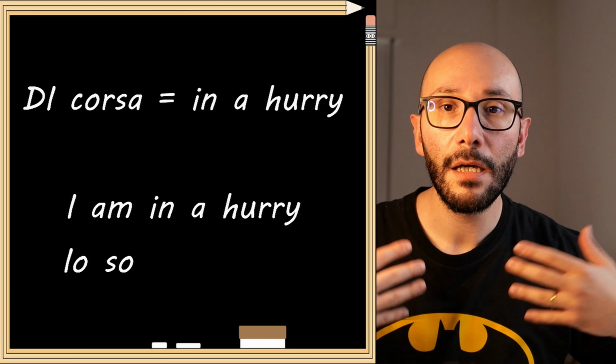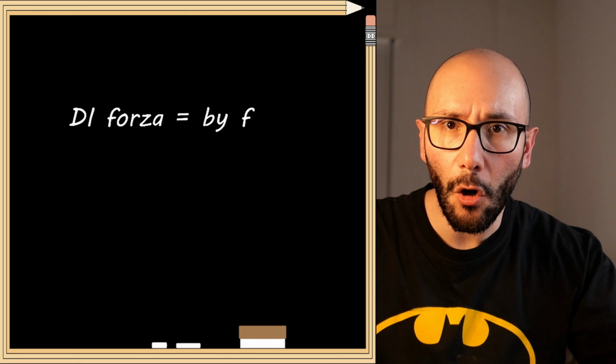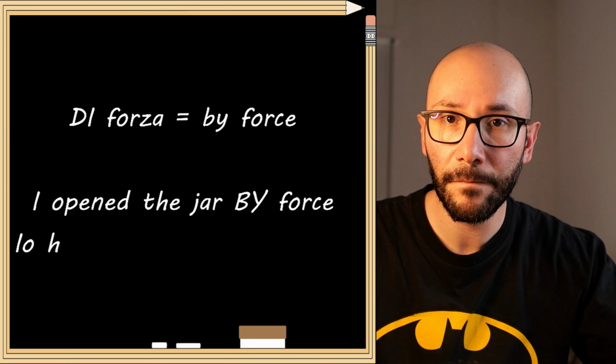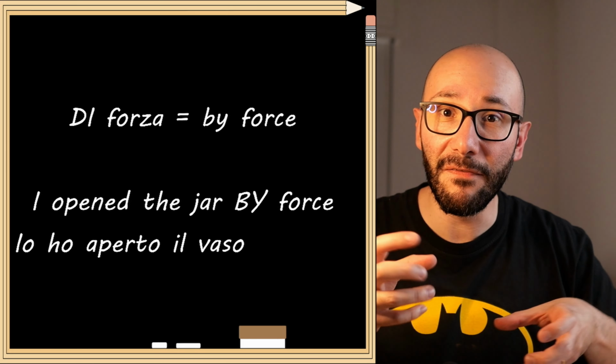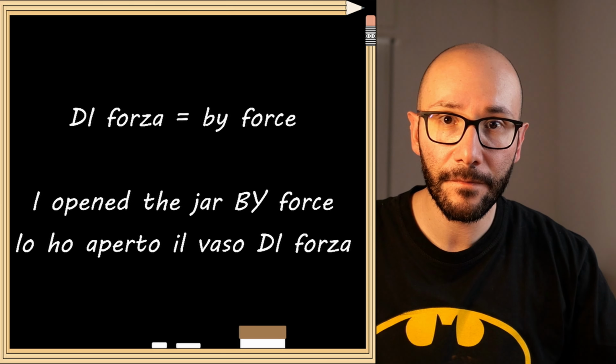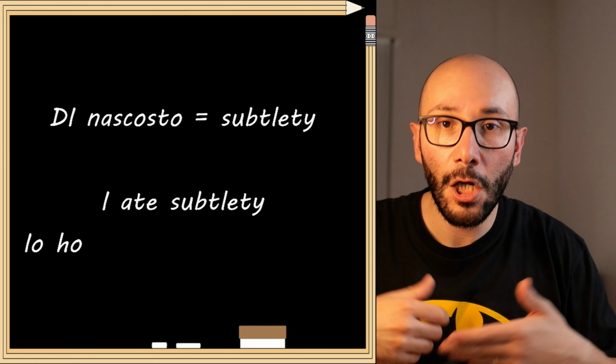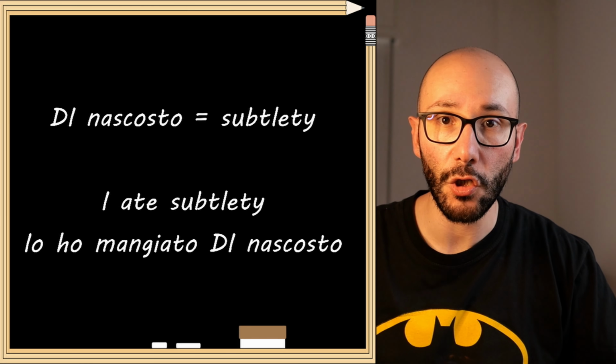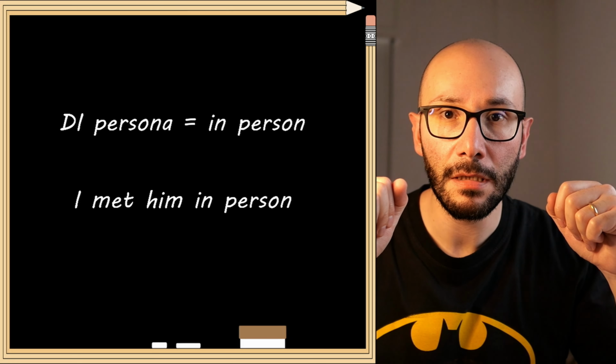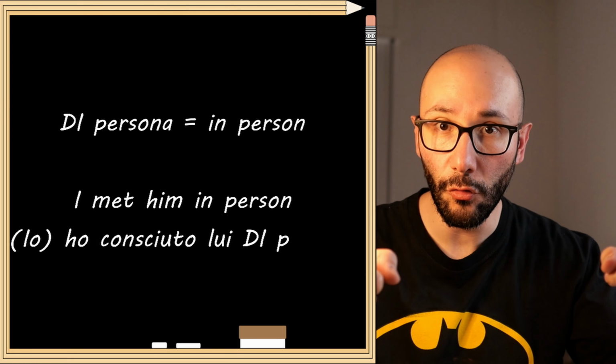I'm in a hurry. Io sono di corsa. I opened the jar by force. Ho aperto il vaso di forza. I ate subtly. Ho mangiato di nascosto. I met him in person. Ho conosciuto lui di persona. So, we can come up with many expressions using this form. Di plus something something. And also di introduces a specification that has a time value.